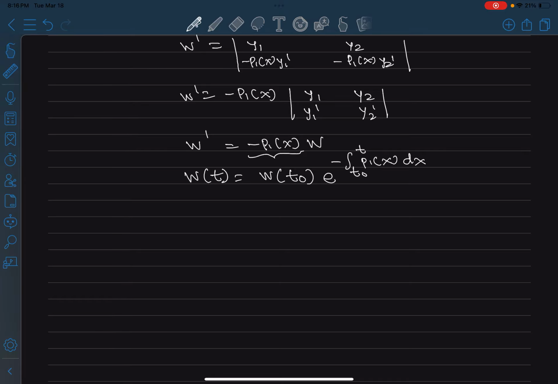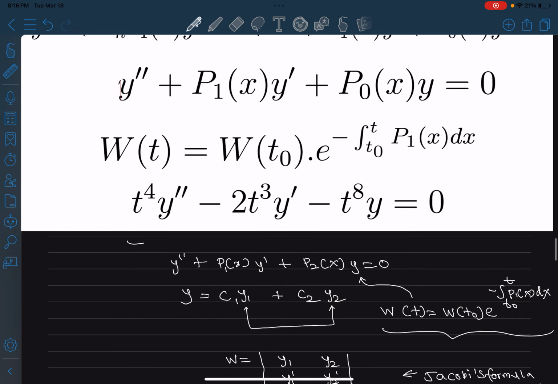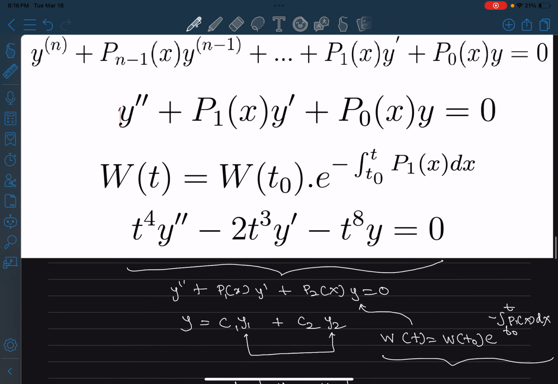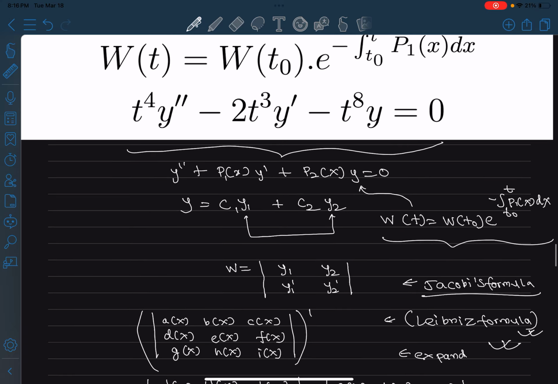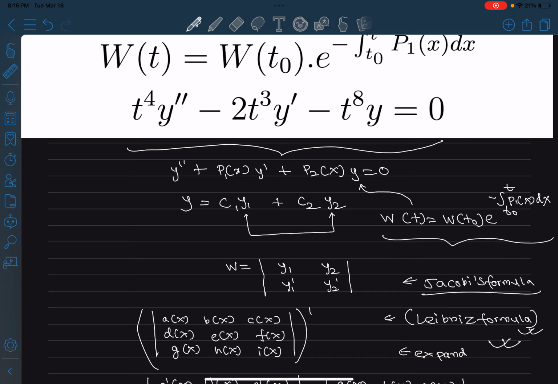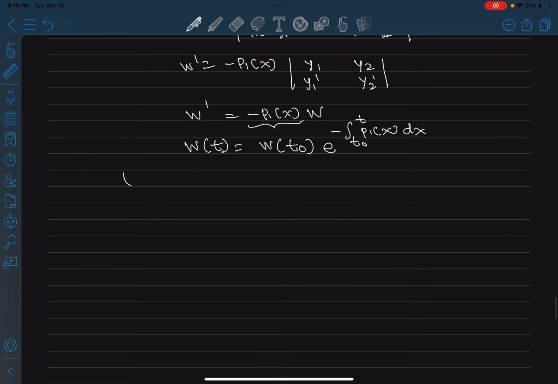Now let's just use this formula to find the Wronskian for this function over here. After that, we will also try to find the Wronskian of this nth order differential equation. So first of all, let's do it for this problem. The given problem is t to the power 4 y double prime minus 2t cube y prime minus t to the power 8 y is equal to 0.